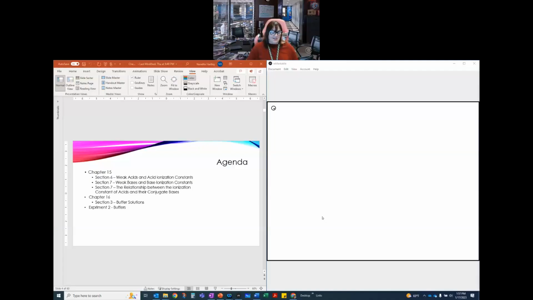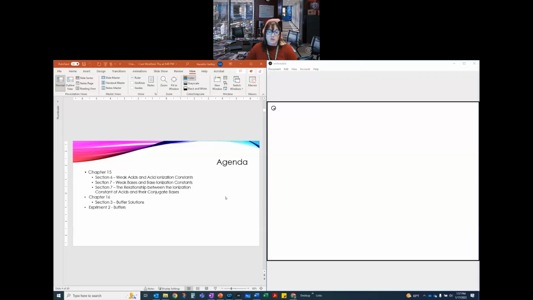Hey guys, let's talk about weak acids because that's what we're going to be dealing with today. We'll cover weak acids and acid ionization constants, weak bases and base ionization constants, the relationship between the ionization constants of acids and their conjugate bases, buffer solutions, and then we'll talk about experiment 2, which is buffers.